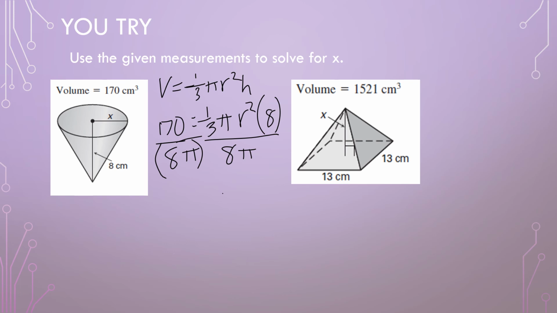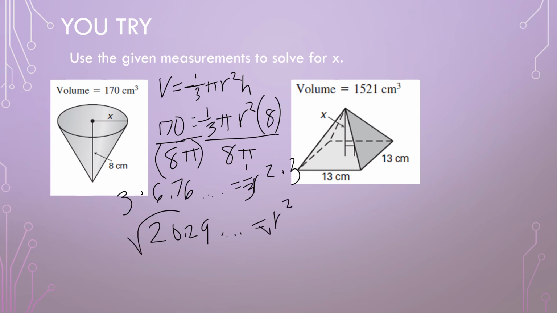So when you do that, you get 6.76 something, and that equals 1/3 times r squared. So to get r squared by itself, you multiply both sides by 3, and you get 20.29 with some decimals equals r squared. And then take the square root of both sides, and you get 4.5 centimeters.